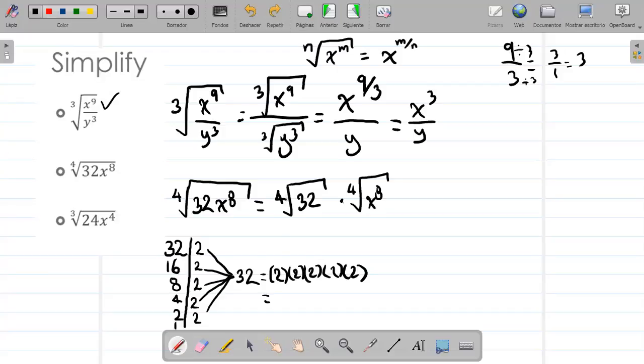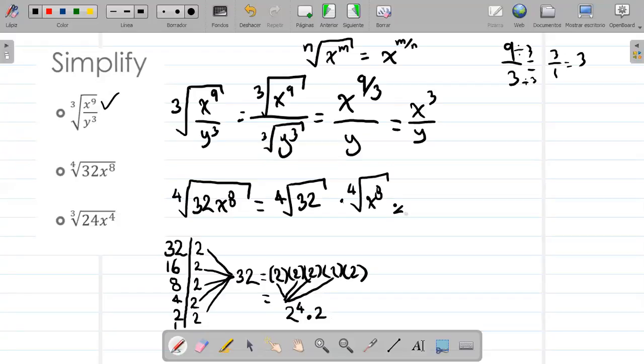I mean, because we're working with a fourth root, and the same happens if you work with a third root or a square root. But in this case, working with a fourth root, we want to group these twos in groups of 4. And here we're going to have 2 to the power of 4 times 2, okay? So instead of working with 32, we're going to work with 2 to the power of 4 times 2. Why? Because that way we're going to simplify something. The idea of these expressions is just to simplify.